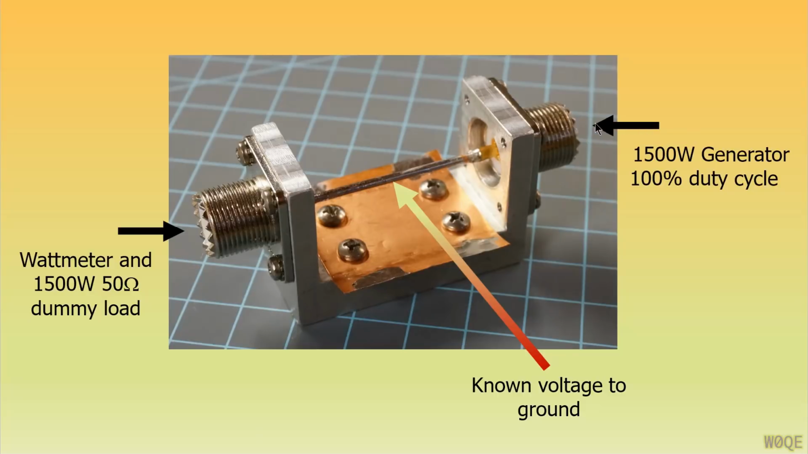The goal was to take a 1500 watt generator, or maybe 1600 watts, but anyways, 1500 watt plus generator into this circuit. On the output, it's a 1500 watt dummy load and a watt meter. If I got 1500 watts out of this, I would know that the SWR here would be 1:1, and I would know the voltage right here. And this would give me a known voltage to ground. At 1500 watts, that turns out to be 274 volts.